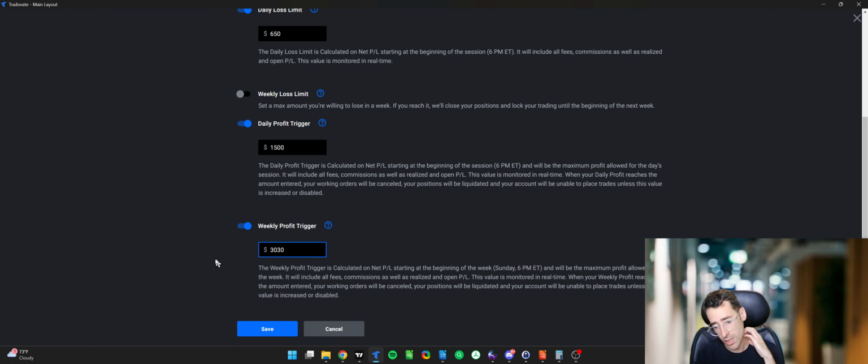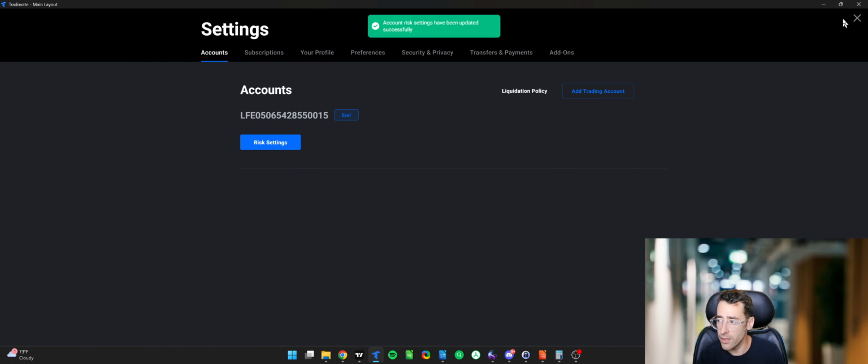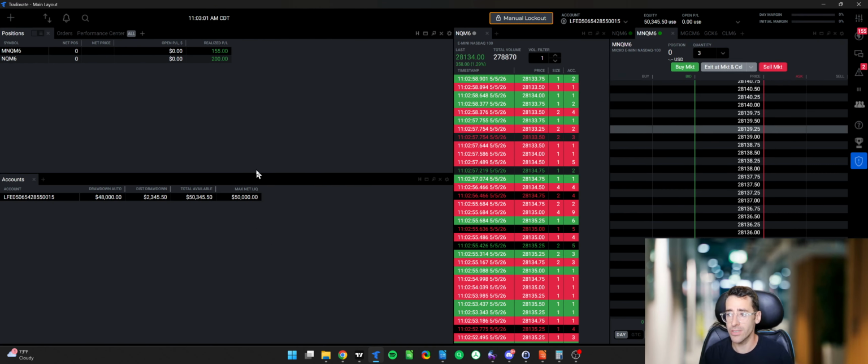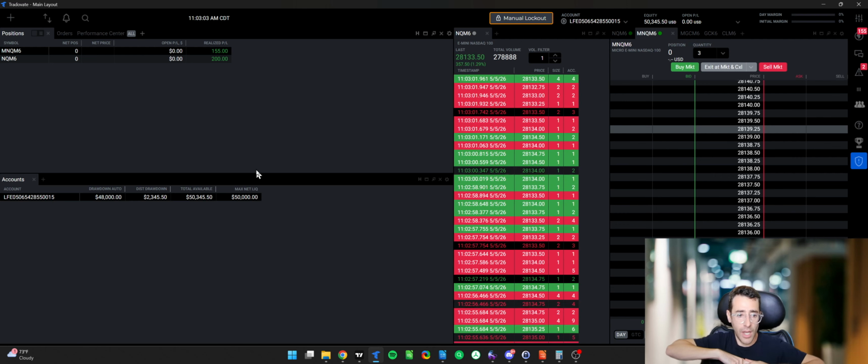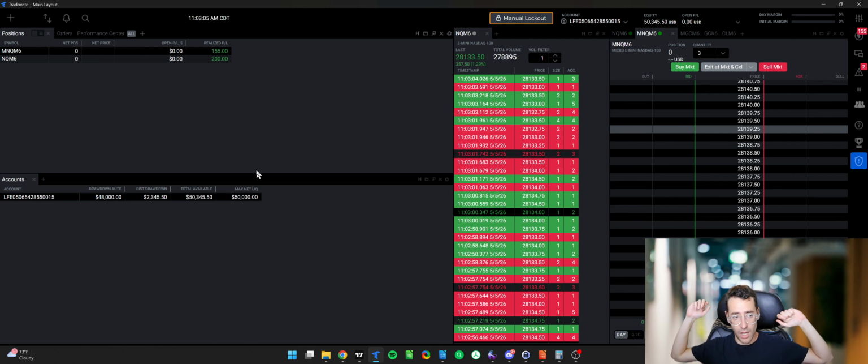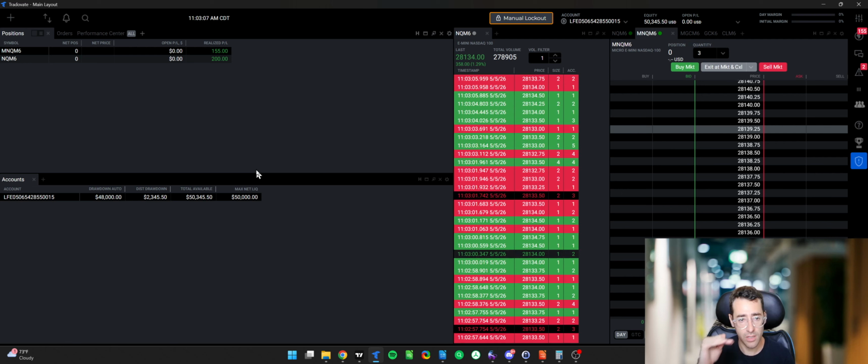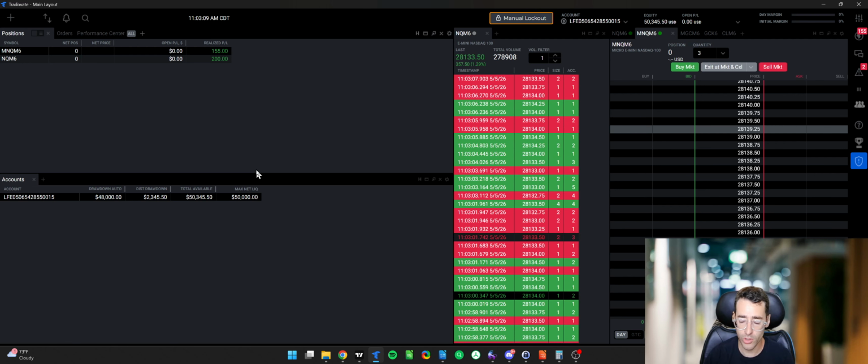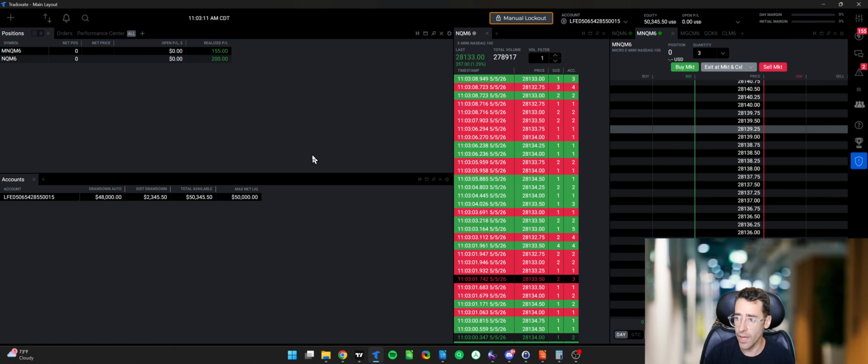Okay, so once the account hits 3K, I just do 30-30 just in case, for the fees and all of that stuff. And I also like numbers like that, being numbers. So we'll go ahead and save that. Now we have our risk settings set up, and if we lose $650, Tradovate will close the trade, and we'll be done for the day.